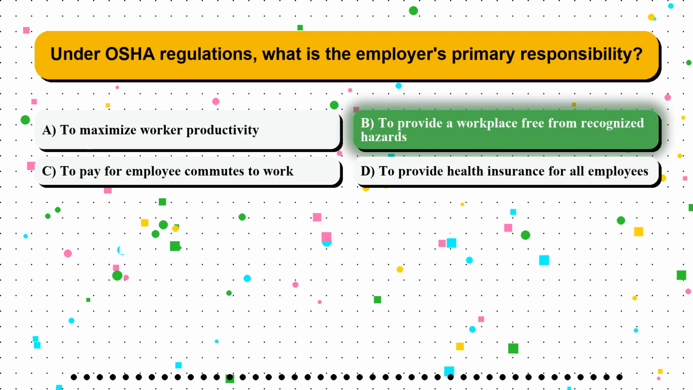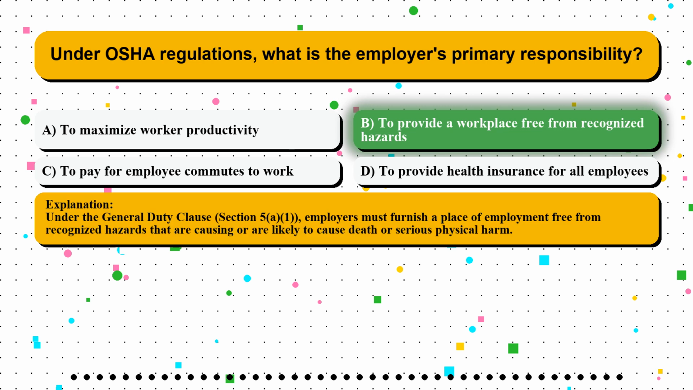The correct answer is option B, to provide a workplace free from recognized hazards. Under the General Duty Clause, Section 5(a)(1), employers must furnish a place of employment free from recognized hazards that are causing or are likely to cause death or serious physical harm.